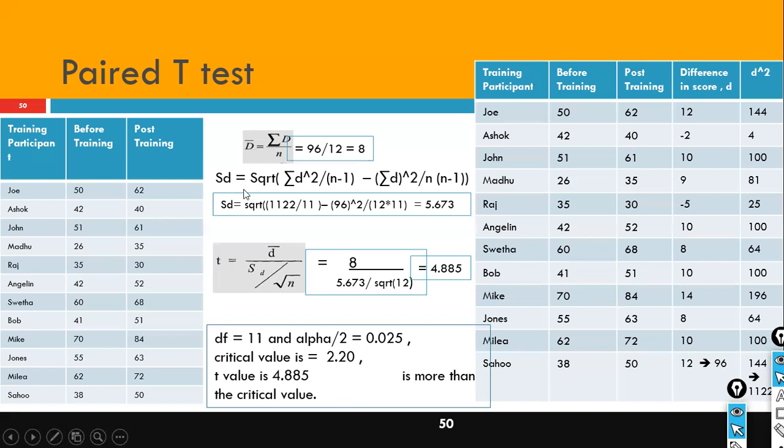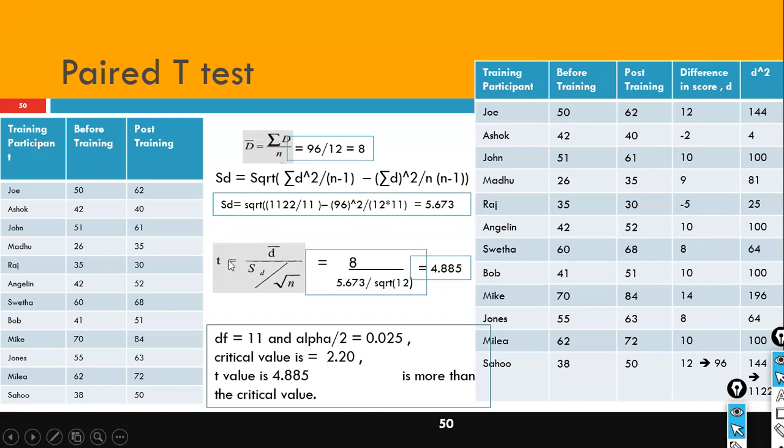And then now you need to take the standard deviation. Standard deviation is not straightforward. You need to take the square root of the sum of D squared minus the sum of D, squared, divided by n, all divided by n minus 1. The sample size is 12, minus 1 is 11. You need to first square this value, 96 squared divided by 12, into 11. So if you compute the standard deviation, you get this value.